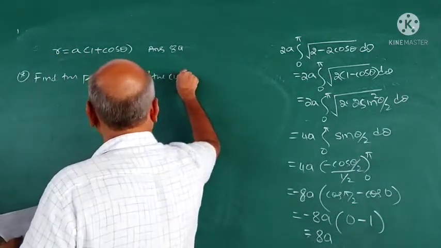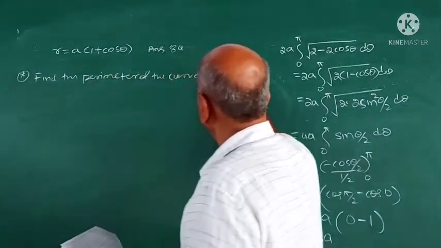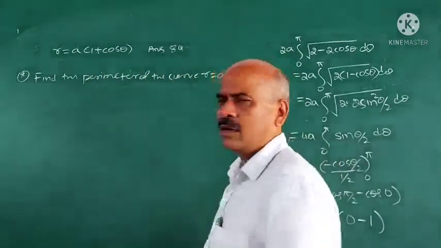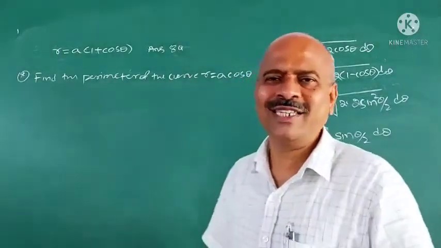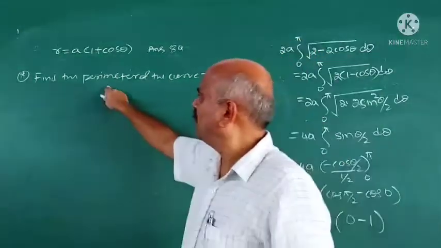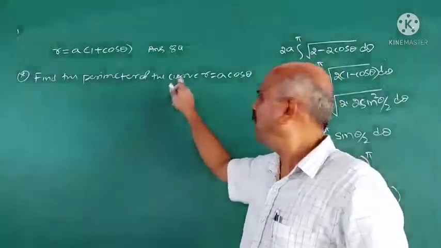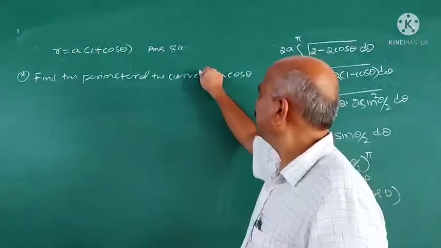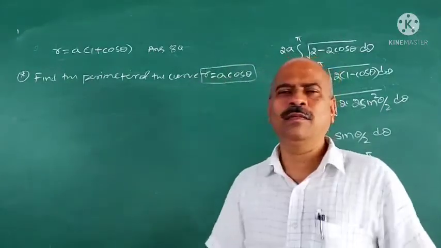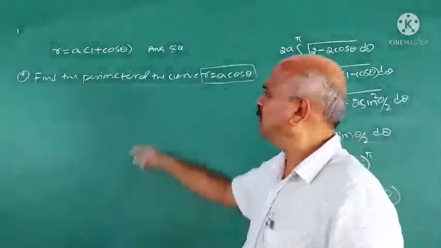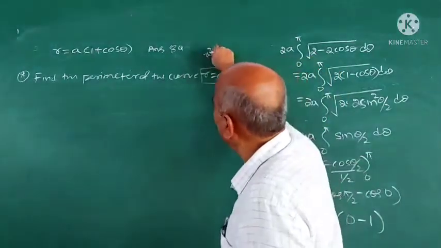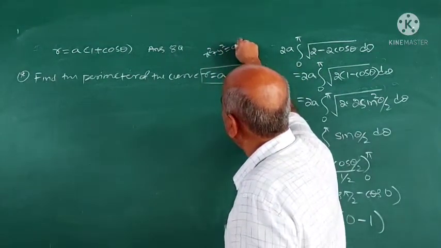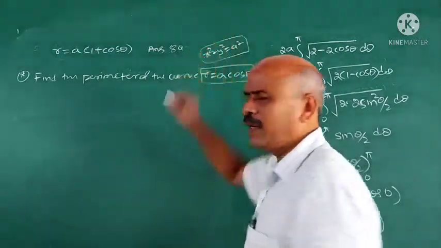Next is, find the perimeter of the curve r is equal to a cos theta. See, the problem is interesting, because here the name of the curve is not given, but you have studied this curve and you are familiar with this. r is equal to a cos theta represents a circle. Suppose the question is, what is the perimeter of the circle? x square plus y square is a square. Then it is a primary school question.